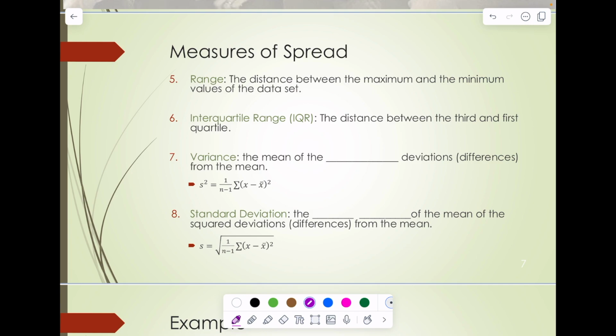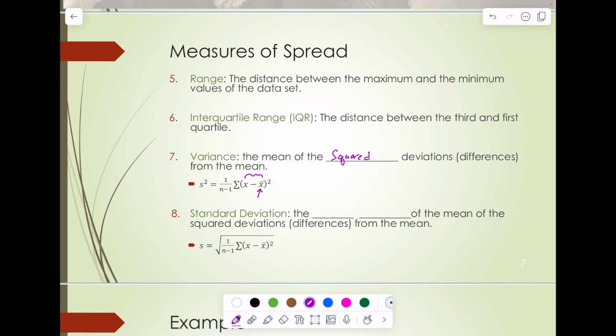The next one is the variance. Now this is the mean of the squared deviations or differences from the mean. So you've got this mean, and you take every data point and you subtract it from the mean.